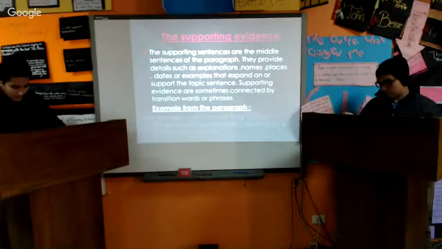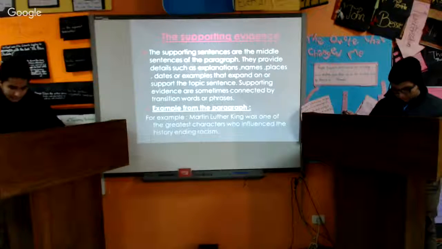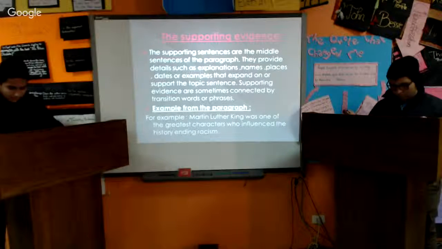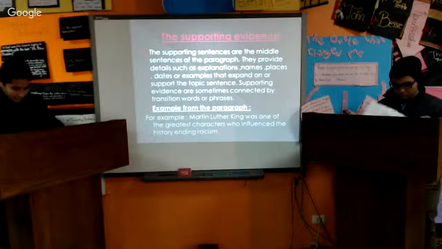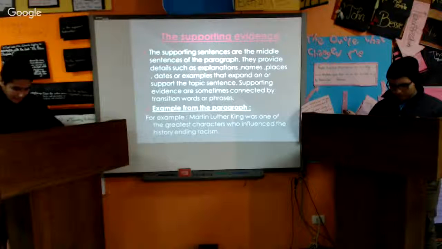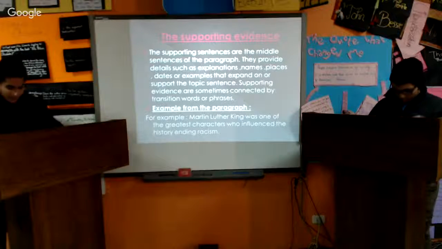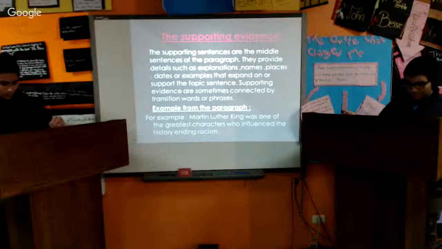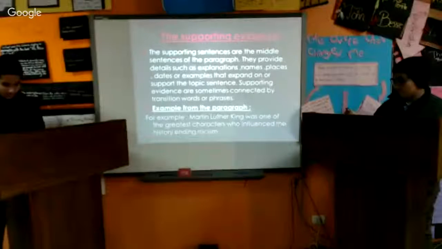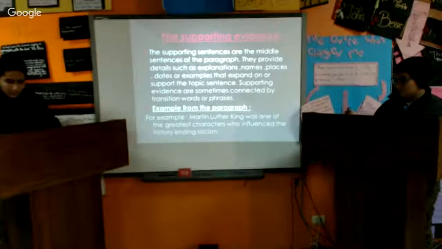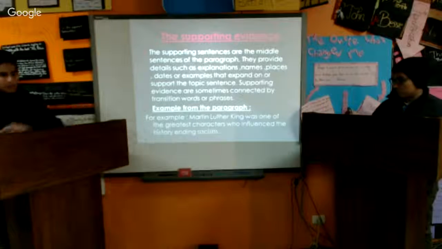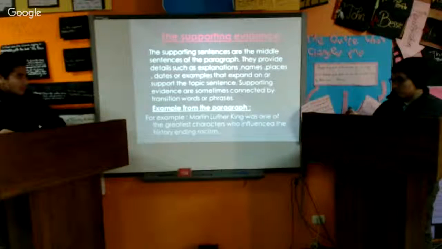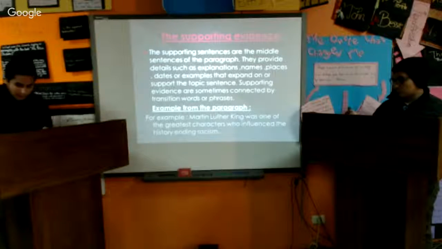The supporting evidence. The supporting evidence sentences are the middle sentences of the paragraph. They provide details such as explanations, names, places, dates, or examples that expand on or support the topic sentence. Supporting evidence is sometimes connected by transition words or phrases. That actually means that without that supporting evidence, we can't prove that our paragraph is good enough, or we can't prove our information.